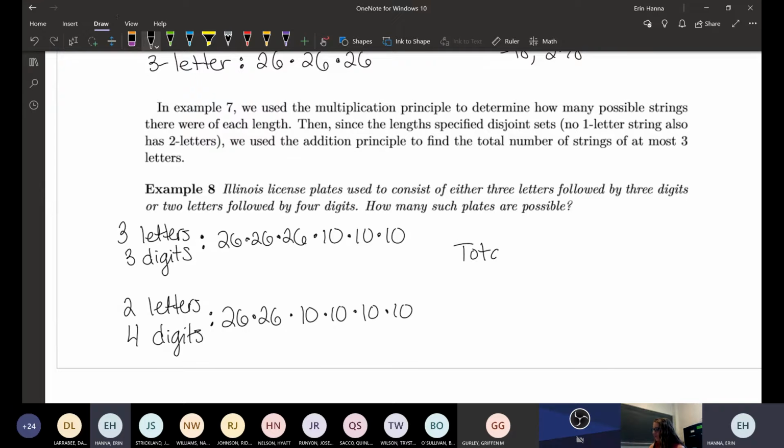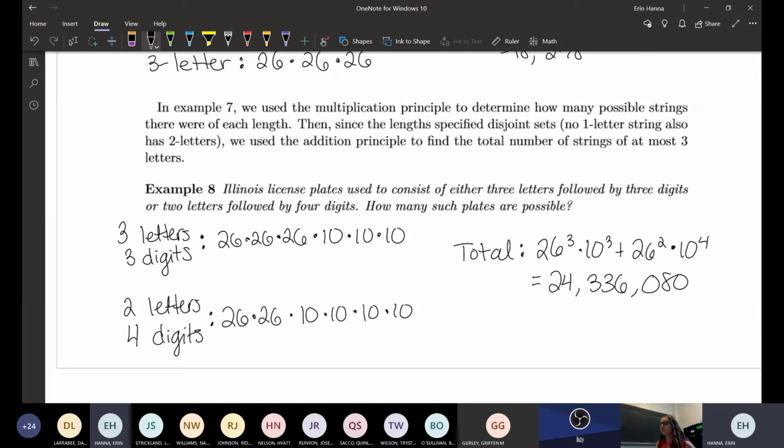I'm going to write the total down before the total calculation. I'll write it as 26 cubed times 10 cubed plus 26 squared times 10 to the 4th, just to save myself a little bit of space. If you calculate that total, or if you calculated the two pieces separately and then added them together, you should get 24,336,080. There it is.